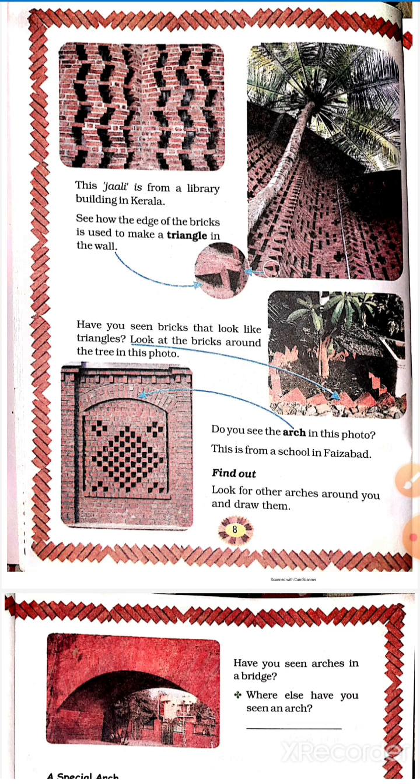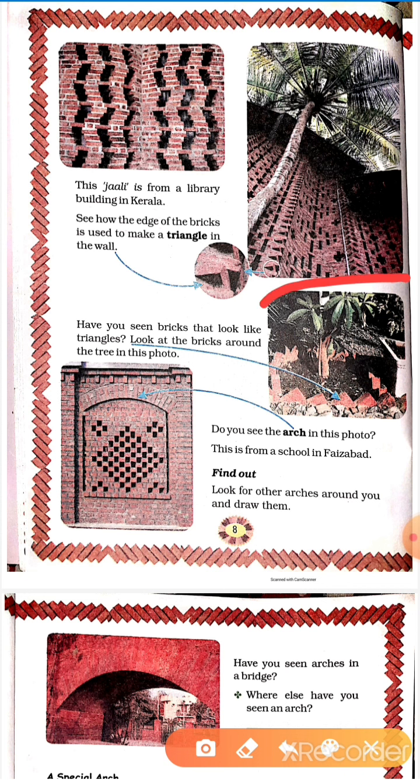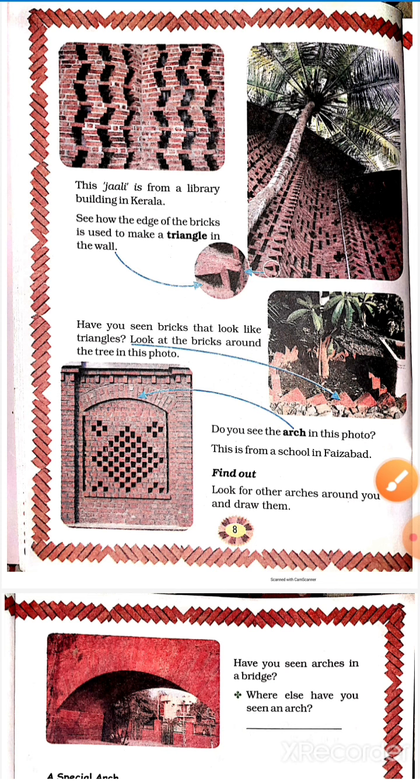You can see below this a picture of a library building. This plant is given. Around this plant, you can see how the bricks are arranged, they are in triangle shape. Look at the bricks around the tree in this photo. Now we will continue with our next topic, that is arc.